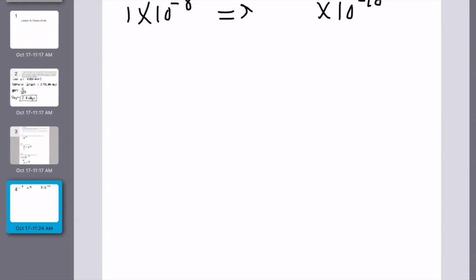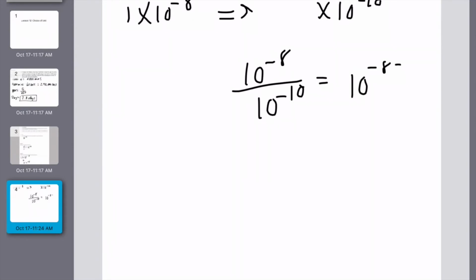So I need to figure out what the difference is between 10 to the negative 8th and 10 to the negative 10th. Since I'm trying to find this difference, or how many times greater this is, I need to do 10 to the negative 8th divided by 10 to the negative 10th, because that'll tell me the difference between negative 8 and negative 10. So I see that it's about 10 to the second power, or 100 times different.